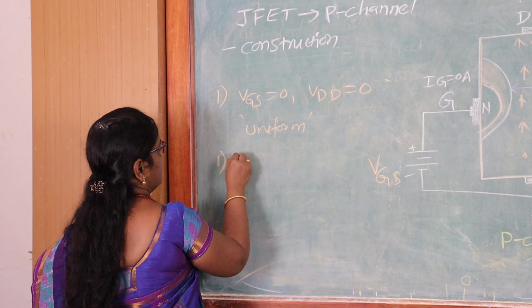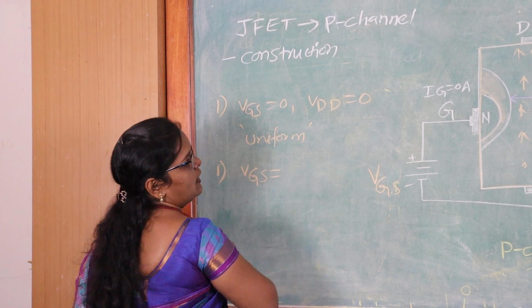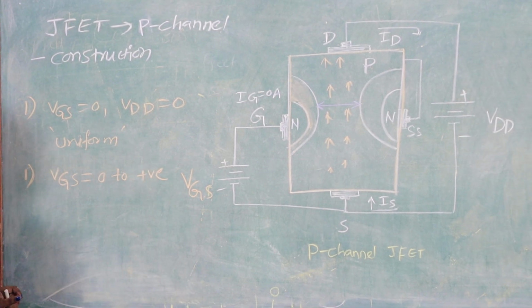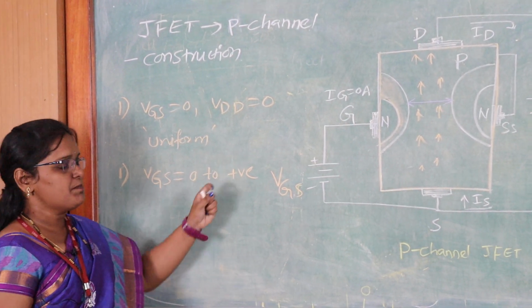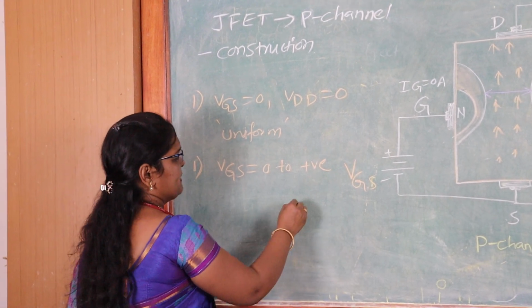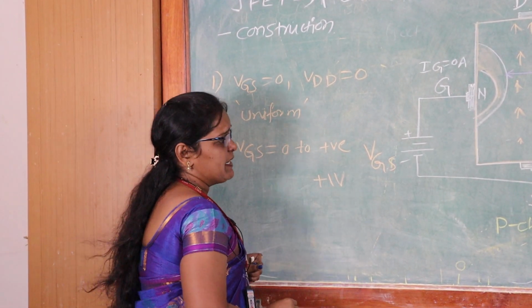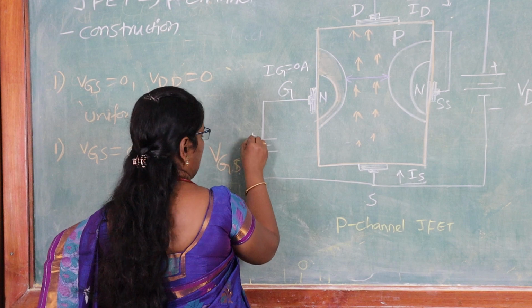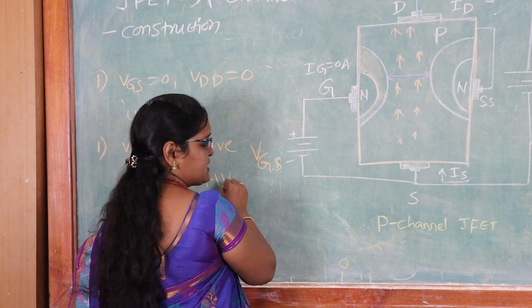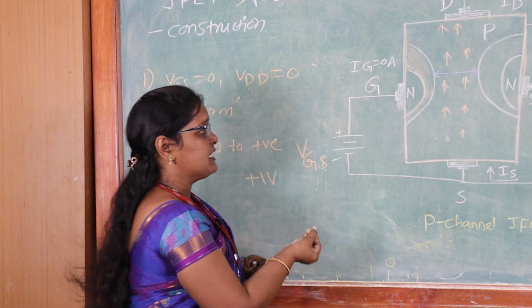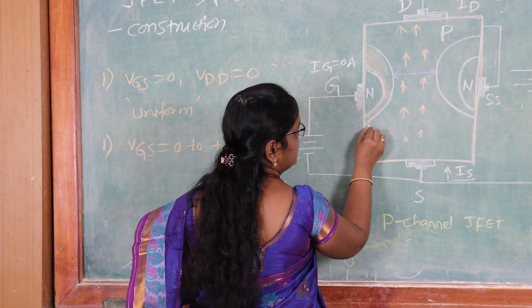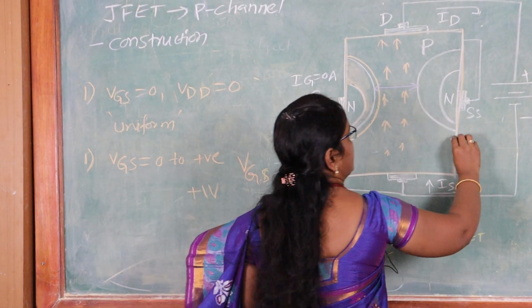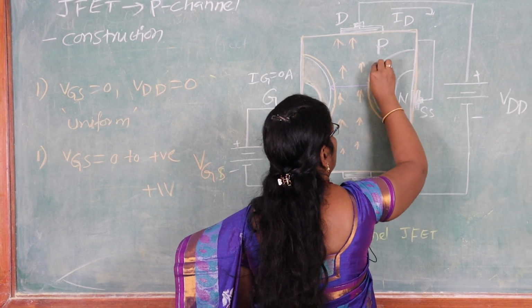Coming to the second case, whenever I am increasing the VGS potential from 0 to some positive voltage, let me apply plus 1 volt. So when I apply plus 1 volt, what happens? This is a negatively charged terminal and I am applying positive potential here, so I have increased the reverse voltage. Whenever I increase the reverse voltage, the depletion width of this terminal is going to increase, and at the same time, here also it is going to increase.